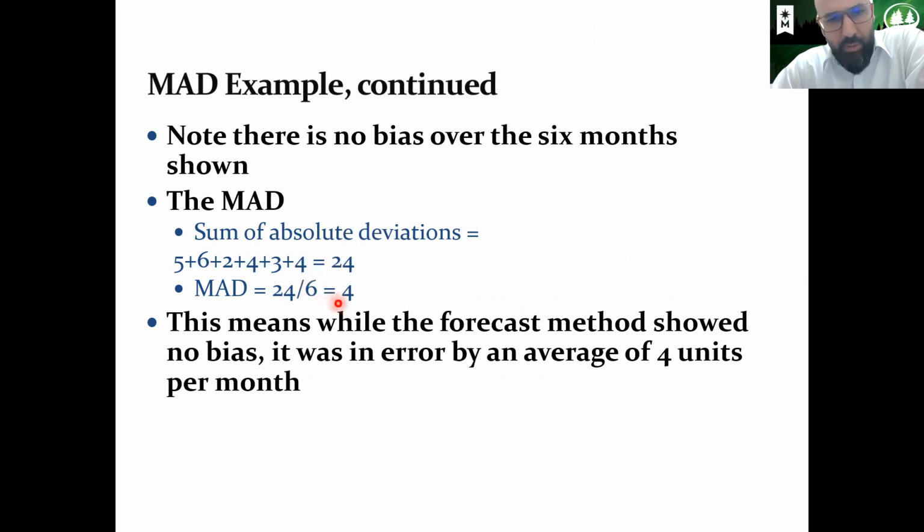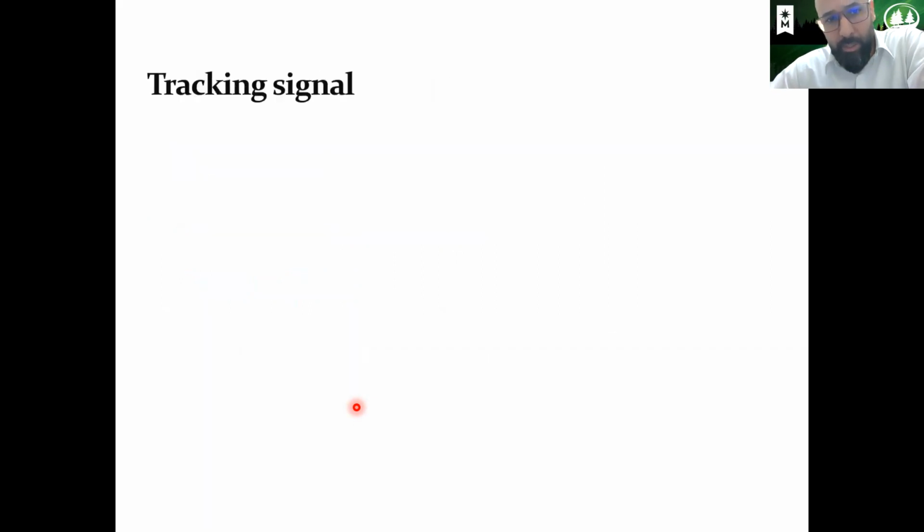Divide that by 6, and that will give you 4. Okay, what is that number right there? That number means that while the forecast method shows no bias, it was off by an average of 4 units per month. So we understand that with this technique there's no bias. This is great, but we also need to know that there is an error in our forecasting technique of 4 units every month.